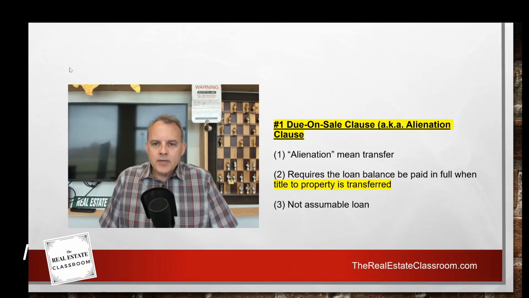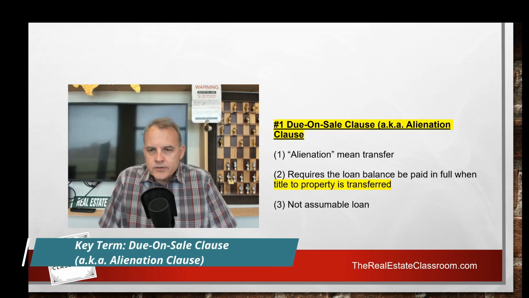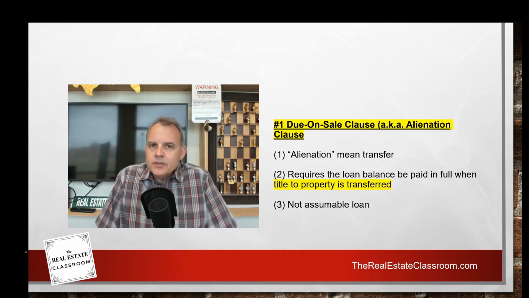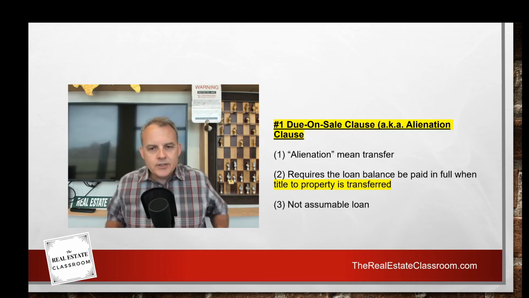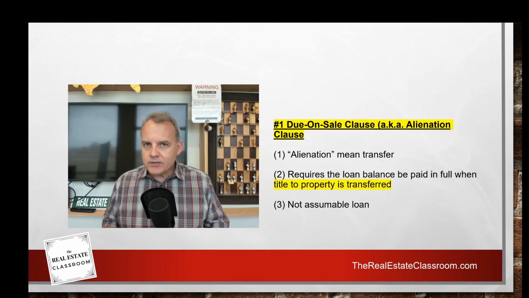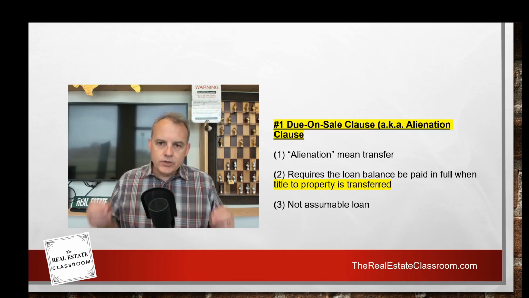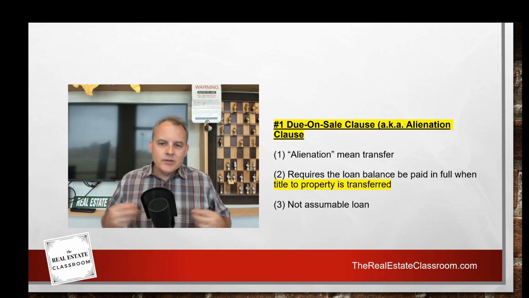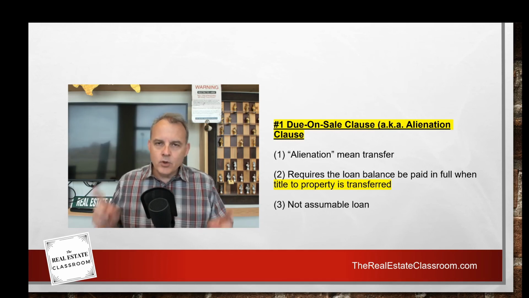Now, the first one I want to talk about is what's called a due on sale clause, and here's the thing to remember. There's another term or another way that it can be used, and that is called an alienation clause. So you have to know that these two things are the same thing and they're used interchangeably. I've seen them go both ways in loan documents. All right, but the thing to remember is alienation means transfer. So when this due on sale clause or alienation clause is included in a mortgage, promissory note, or a deed of trust or a land contract, then it requires that the loan balance be paid in full when, now there's a trigger here.